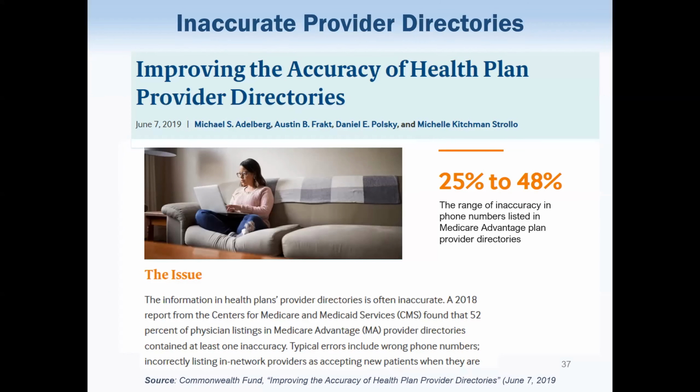And here's a more recent study that was reported in Commonwealth Fund. It was done in Medicare Advantage plans, but a lot of plans that sell Medicare plans also sell plans in the marketplace. It shows when they called, they found a quarter to almost a half of the numbers were incorrect. Some of the providers had moved from that area. Some had disconnected their number. Some had retired. Some had even passed away, and they never updated that information. And so it can be very frustrating.